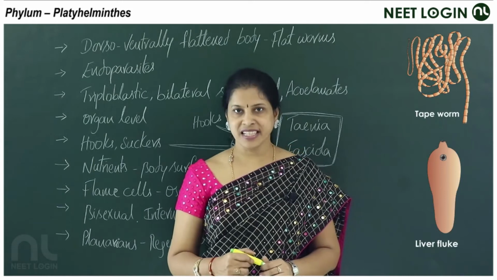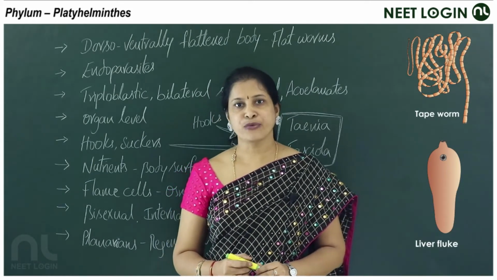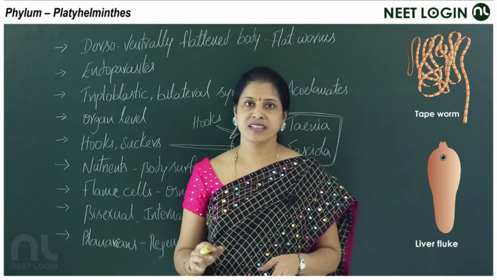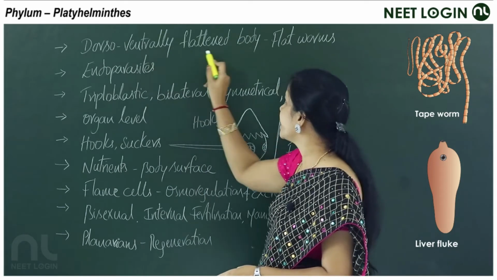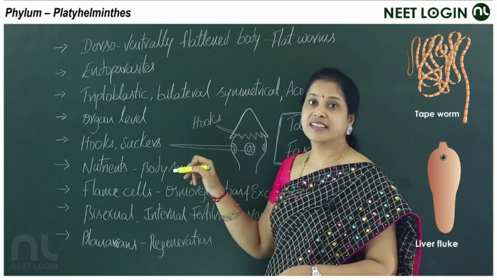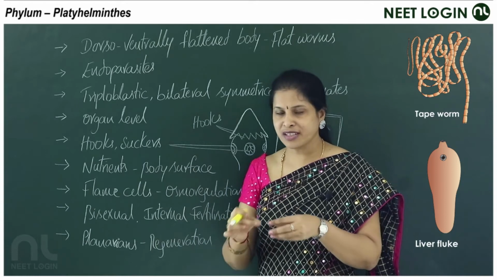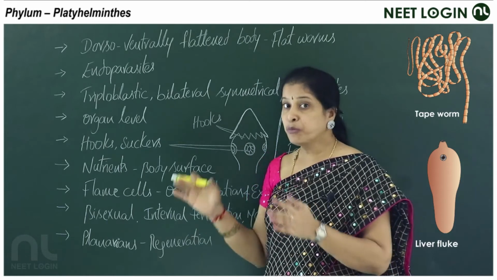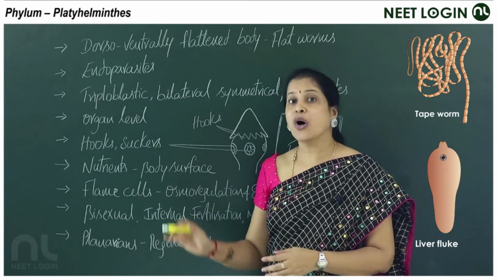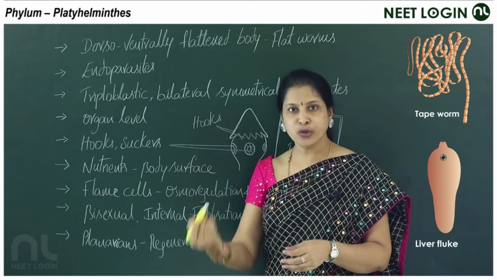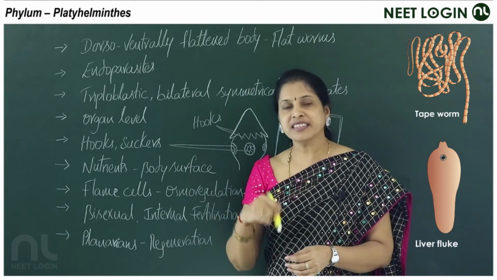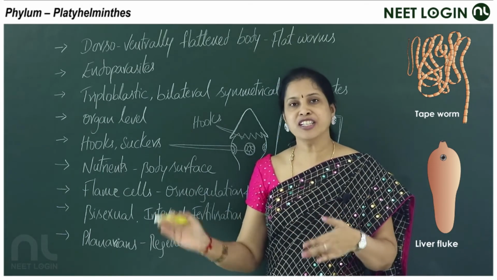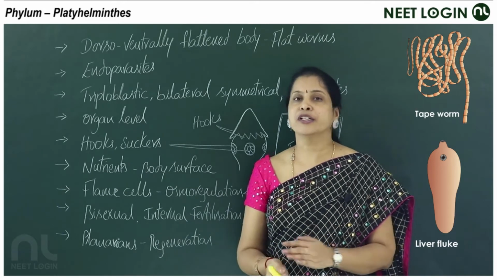Next phylum, Platyhelminthes. Platy means flat, helminthes means worms. These are flatworms. Their body is dorso-ventrally flattened, hence they're called flatworms. Their body looks like a ribbon or a leaf. It's a flattened body. Most of the Platyhelminthes members are endoparasites. Endo means inside. They lead a parasitic life inside the body of hosts, and the majority of them are parasites on human beings.